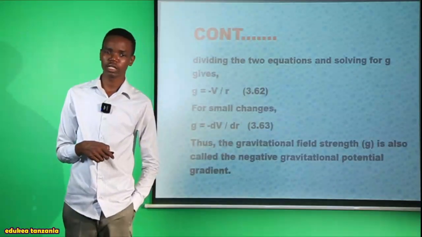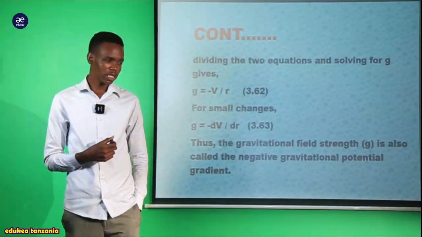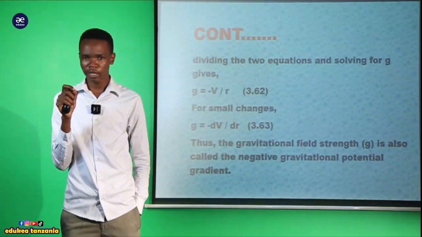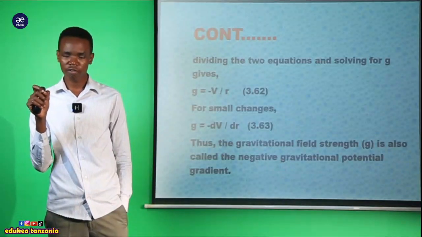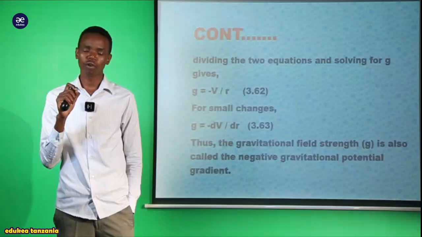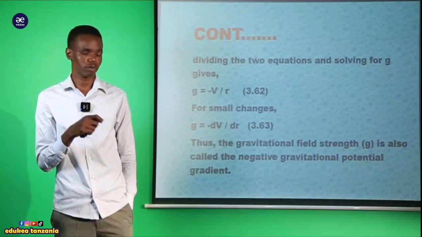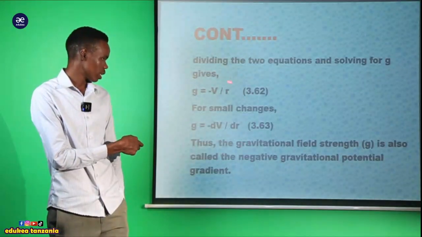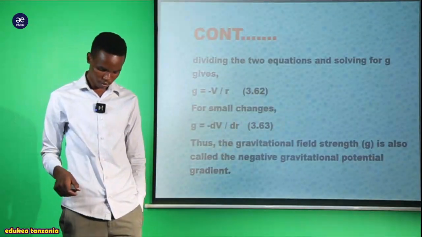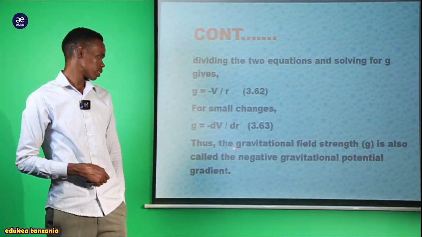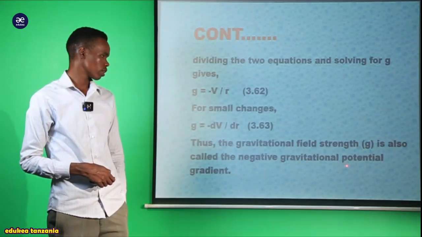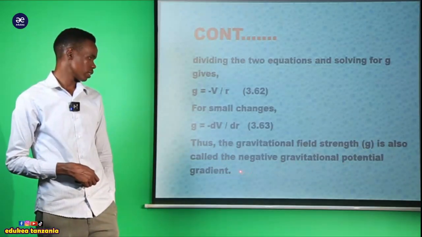Now for the small change, we say that gravitational potential must be equal to negative derivative of V, the derivative of gravitational potential divided by the derivative of the distance R. As we try to observe here for small change, it will be dV/dr. Thus the gravitational field strength G is also called the negative gravitational potential gradient.